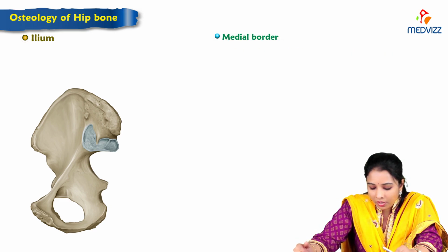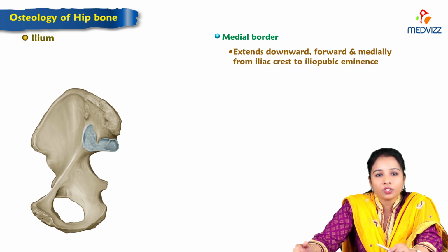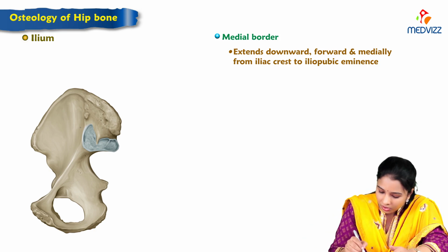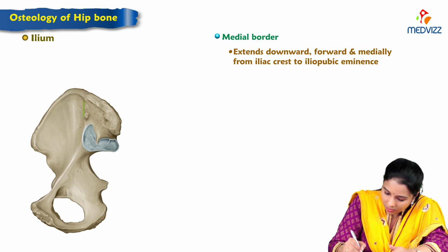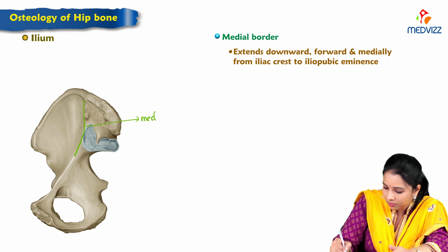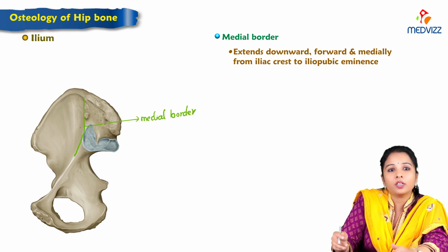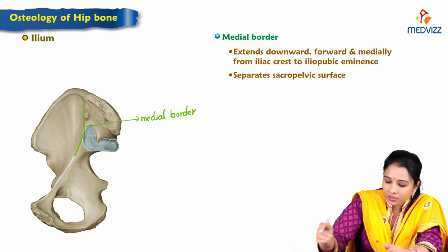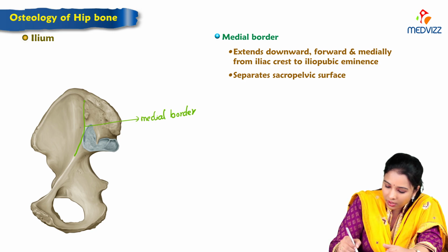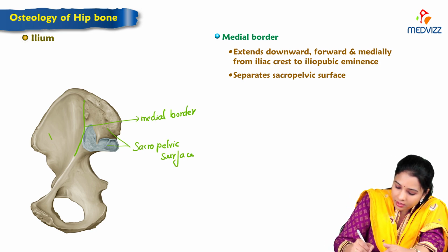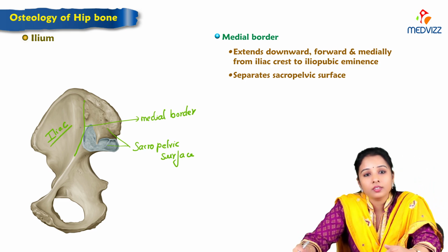Next, about the medial border. The medial border extends downwards, forwards, and medially from the iliac crest to the iliopubic eminence. So this is the medial border of the ilium, from the iliac crest till here. It separates the rough sacropelvic surface, this area, from the iliac surface anteriorly.